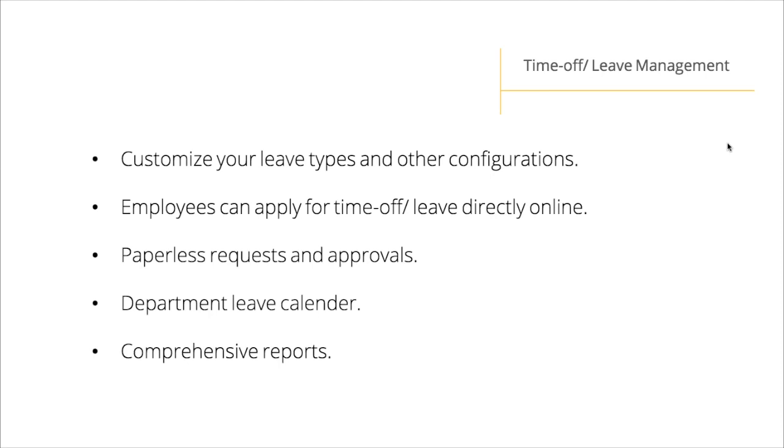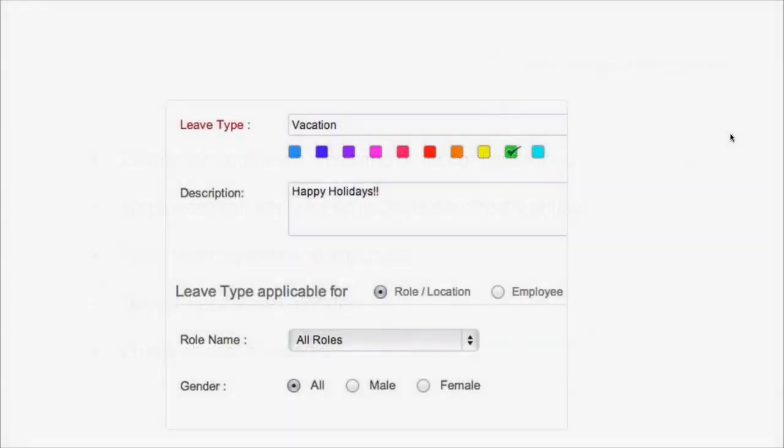Approvals from the respective manager can be given directly and will automatically appear in his feeds. The HR can easily get all the reports by just accessing the time off reports. With the department leave calendar, your employee can also get details of his colleague's time off information. Listed here are just a few of the many configurations that are available to customize your employee leave types.